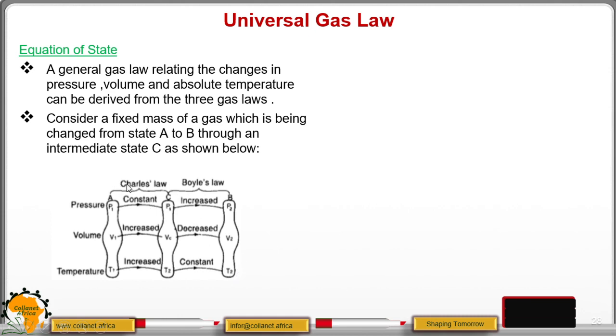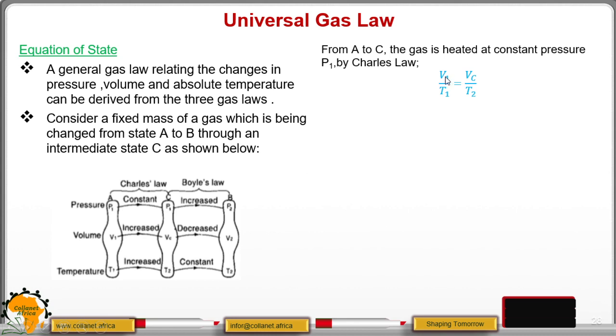So we are considering that this gas is moving from A to B, but it is passing through this particular intermediate state. From A to C, the gas is heated at constant pressure, that is using Charles' law. So V1 over T1 is equal to Vc over T2. Making Vc the subject, we multiply by T2, so Vc is equal to V1 times T2 over T1.